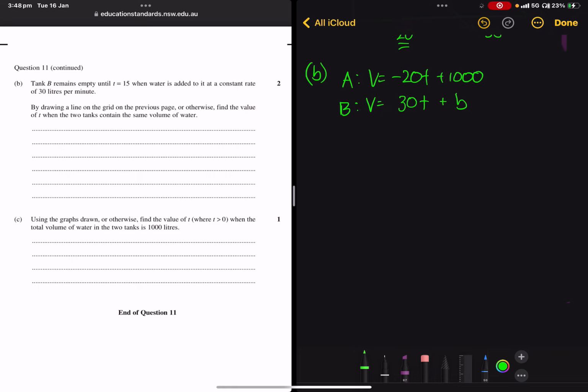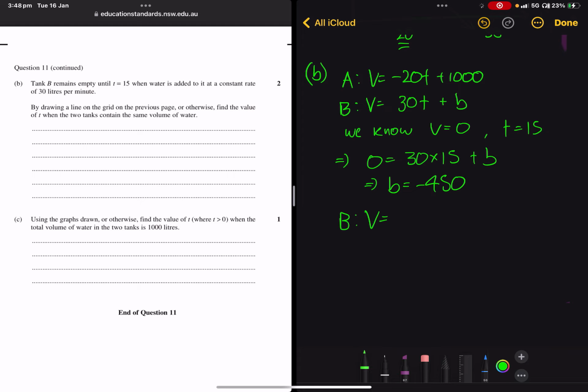Now we can find this because we know at the point where T is 15 that the tank is empty. So we know that V equals 0 happens when T is 15. This will let us find B. So we'll get 0 is 30 times 15 plus B. Now 30 times 15: 10 times 15 is 150, 3 lots of that is 450. B must be the negative of that, so B is minus 450. So we get the volume equation for B: V is 30T minus 450.